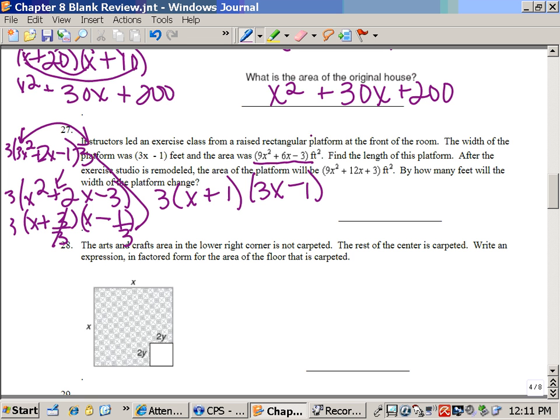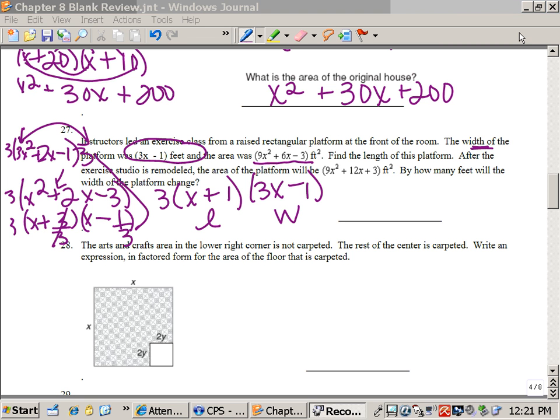Now just a minute ago I saw that this 3x minus 1 is the width. So therefore I know that the width is 3x minus 1 and the length is going to be x plus 1. Okay, so we have the width and the length. So the length that we were looking for is this x plus 1. All right, now we need to find the length and the width for the second set of the problem.